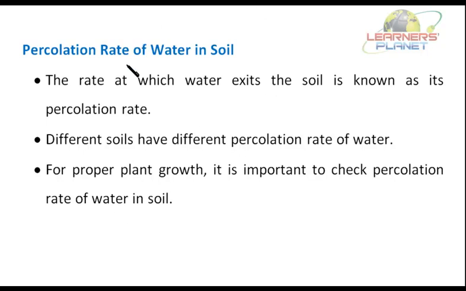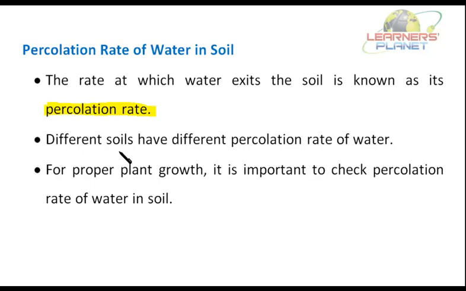The third important property of soil is the percolation rate of water in the soil. First of all, let us get familiar with this new term, percolation rate. The rate at which water exits the soil is known as its percolation rate. Whatever amount of water is required by the plant will be absorbed by it, but the rest of the water will exit the soil. So this is percolation rate.